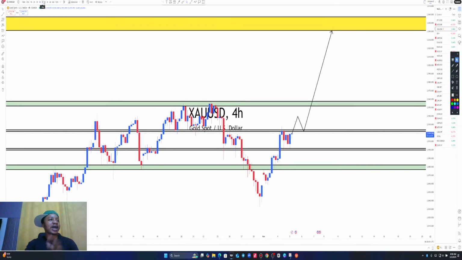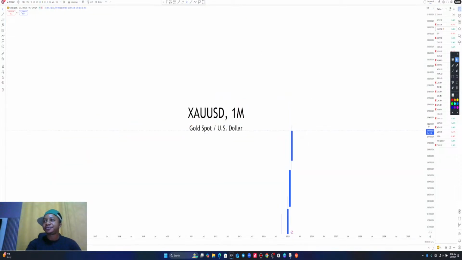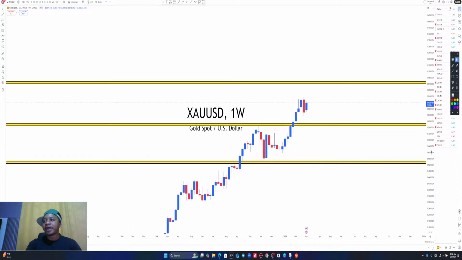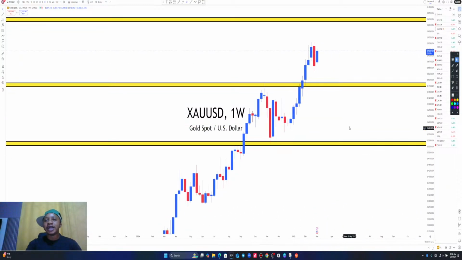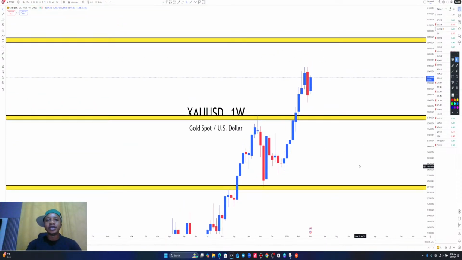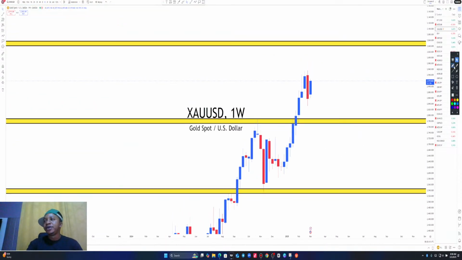But before I explain this particular setup, let's take it all the way to a monthly time frame or the weekly. Let's start from the weekly on gold. All right. So this is gold on the weekly time. We are going to take our time to explain what price is doing over here on the weekly. Now, if you look at the weekly time frame, we have the weekly upper zone, the mid-range zone, and then the lower zone. Price is moving in an uptrend on the weekly time frame.